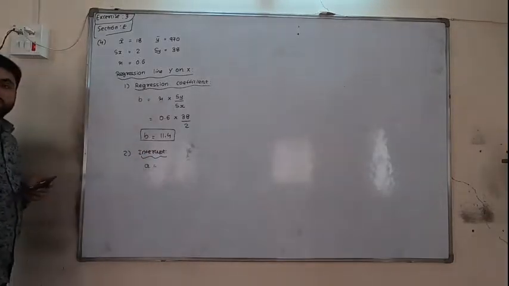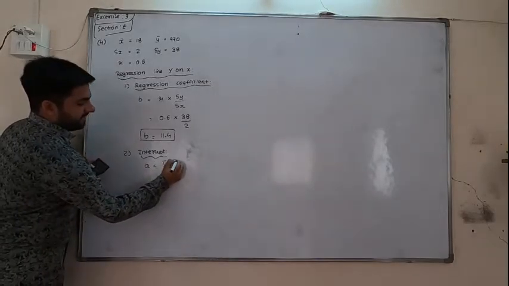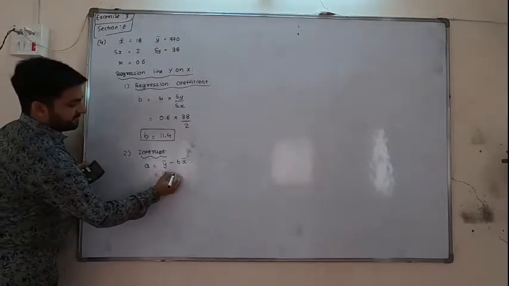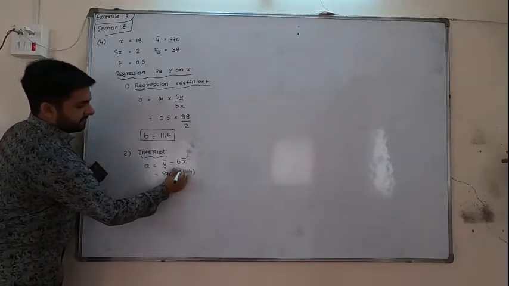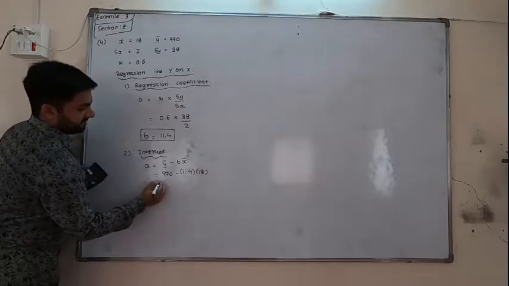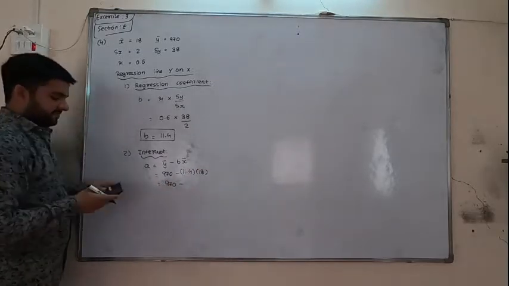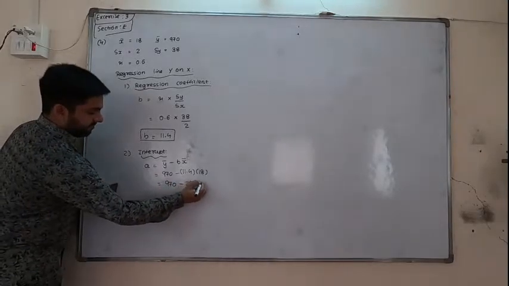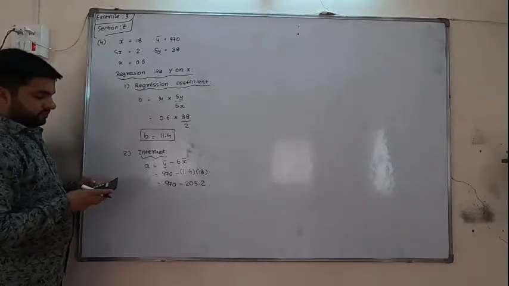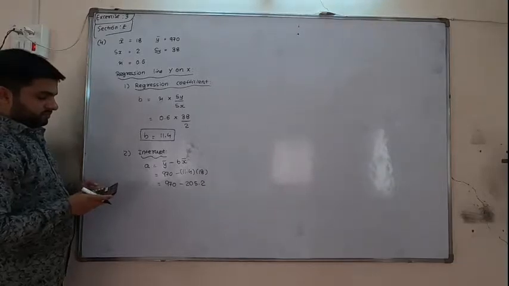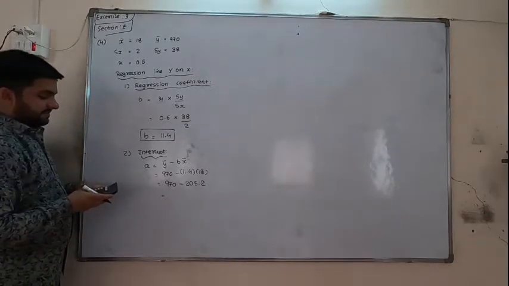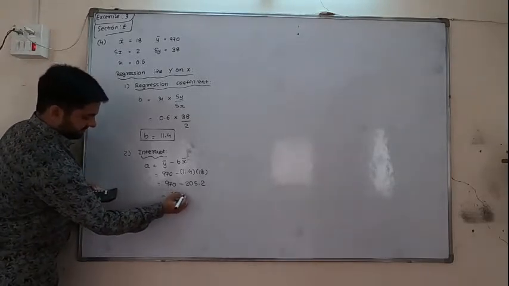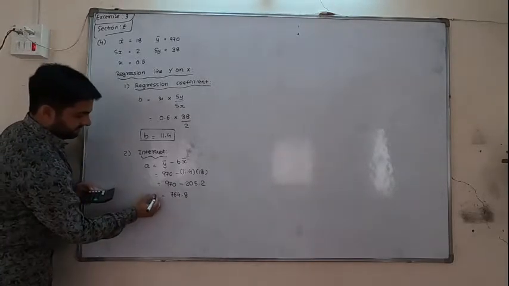Intercept a is equal to y bar minus b x bar. Y bar is 970, b is 11.4 and x bar is 18. So 970 minus 11.4 into 18, that is 205.2. 970 minus 205.2 is 764.8.